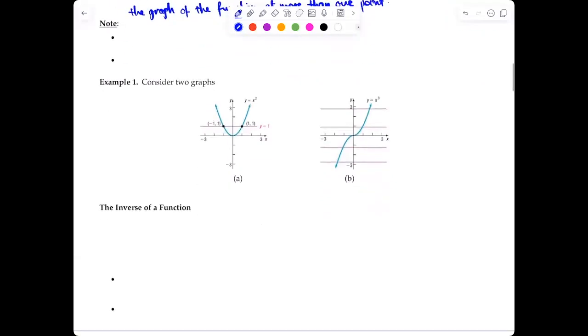So the first graph is a function but not one-to-one. And the second graph is a function and one-to-one. When I say just one-to-one, I mean a one-to-one function.